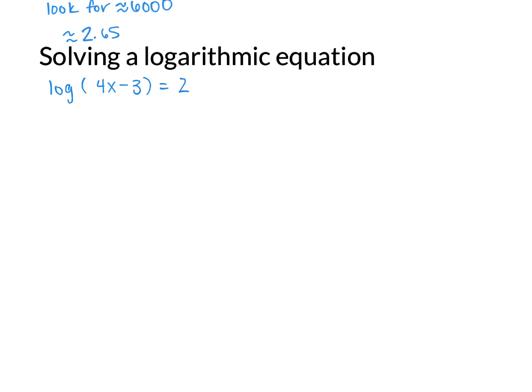So here, what would be our base? What would be our b? Our base would be 2. No. Okay, so see how there's nothing written here? So that makes our base 10. When it's not written, it's always 10.